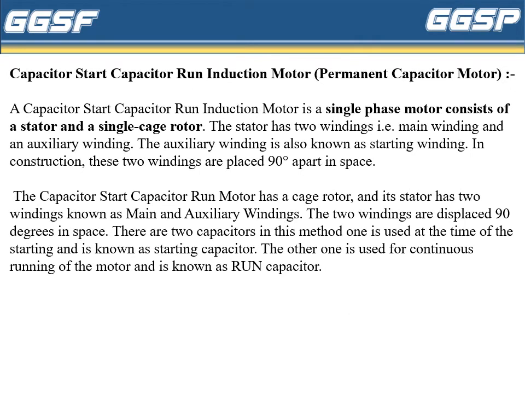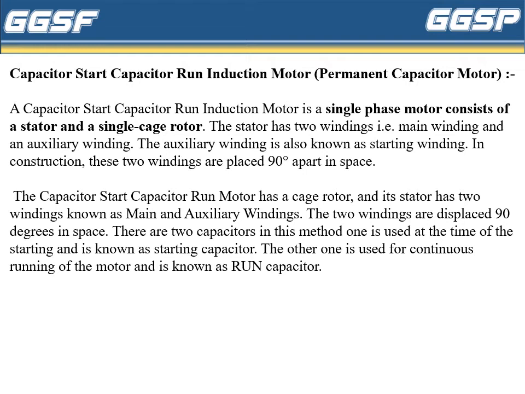Capacitor start capacitor run induction motor, which is also known as permanent capacitor motor. A capacitor start capacitor run induction motor is a single phase motor consisting of a stator and a single cage rotor. The stator has two windings, that is main winding and auxiliary winding. The auxiliary winding is also known as starting winding. In the construction, these two windings are placed 90 degrees apart in space.